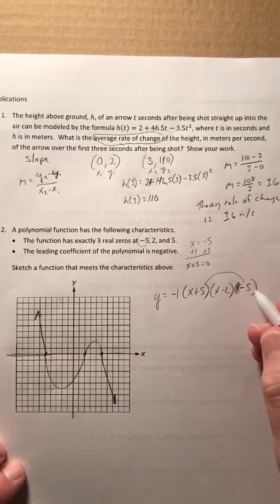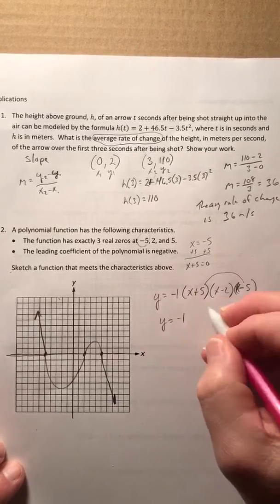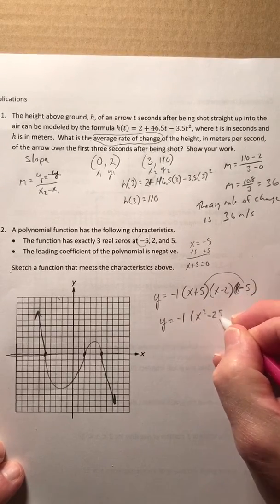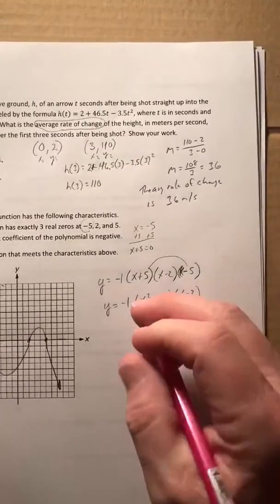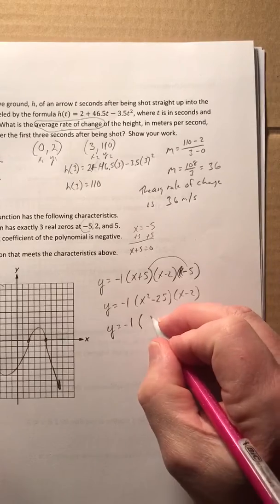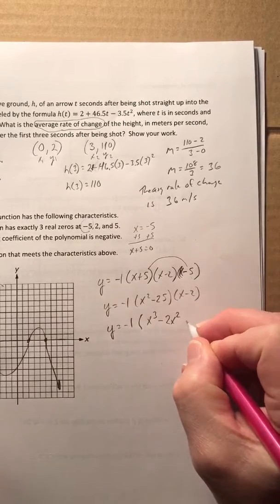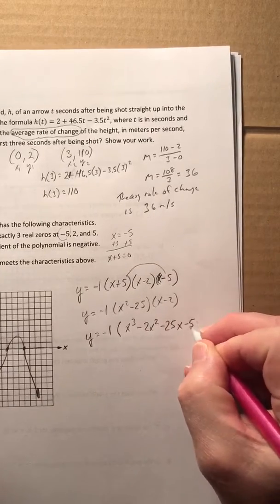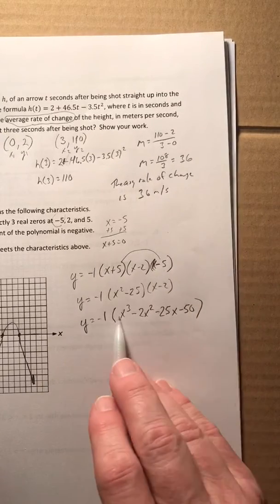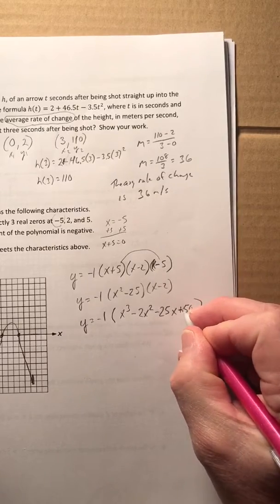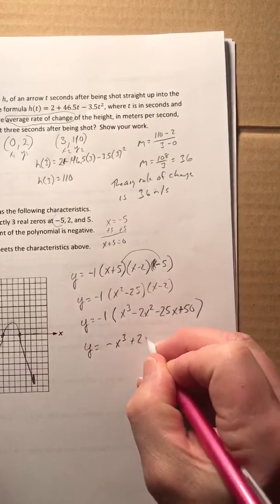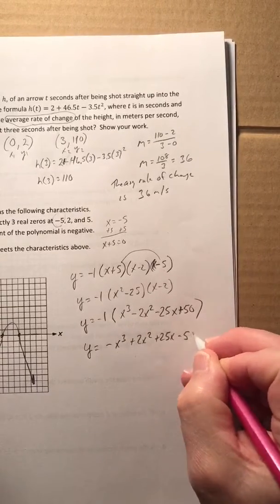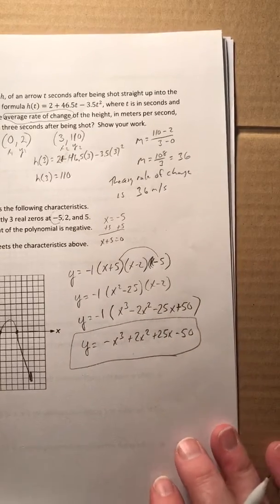What I did is I multiplied the first times the last because these are the difference of 2 squares. So that gave me -1 times x squared minus 25 times x minus 2. And then I just FOILed it out, and that gave me x cubed minus 2x squared minus 25x plus 50. That was a plus 50. Then I just distribute my negative 1. So I get y equals negative x cubed plus 2x squared plus 25x minus 50. And that is my equation in standard form. Again, I'm looking for your equation in standard form.